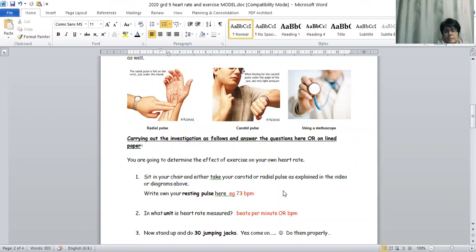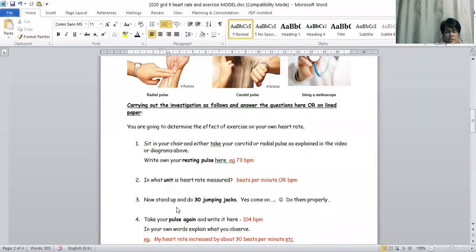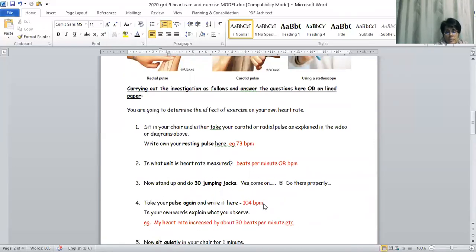So resting pulse rate could be 73 beats per minute. Well, it could actually be between 60 and 100 beats per minute, depending on the person. It's measured in beats per minute or BPM. Question number 3. I asked you to do 30 jumping jacks, so I hope you did them. Then you have to take your pulse again. So maybe it was 104 beats per minute, or higher or lower.